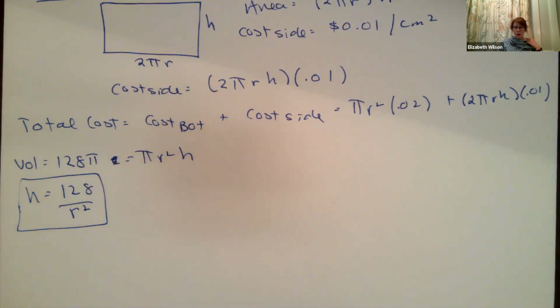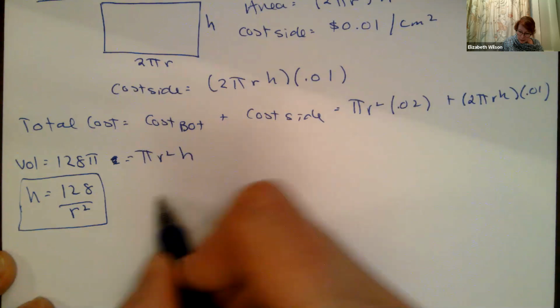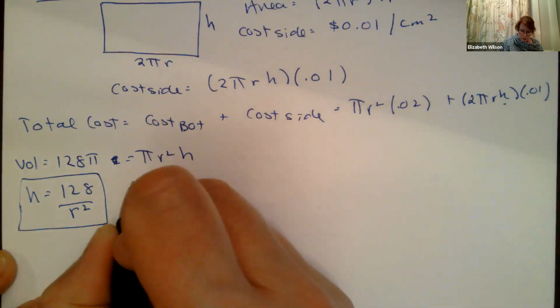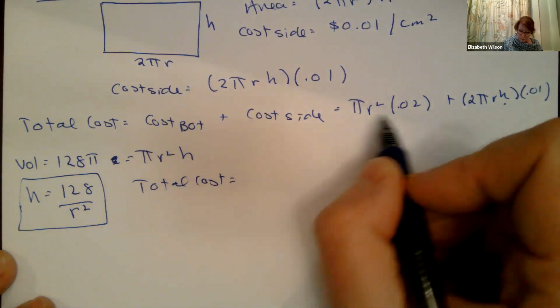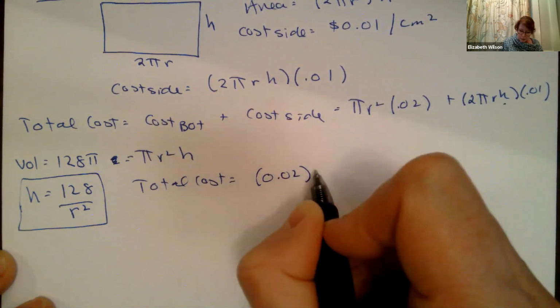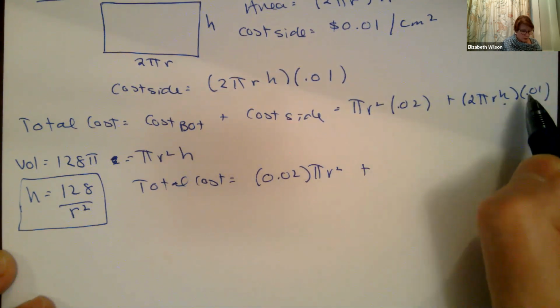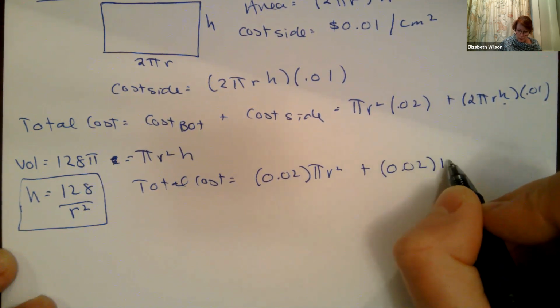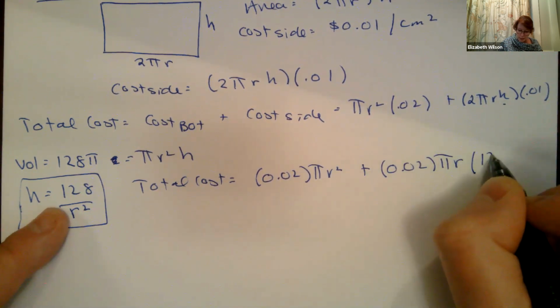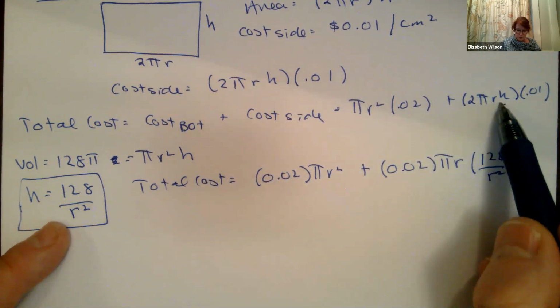Once you solve for r, you're going to use it to figure out what h is, right? All right, so let's plug it in to get the total cost. I'm going to plug that in to here. Okay, so my total cost is going to be 0.02 pi r squared plus, I'm going to multiply this 2 times 0.01, 0.02 pi times r times h, 128 over r squared. Okay, so I plugged in that h right into here in this equation.